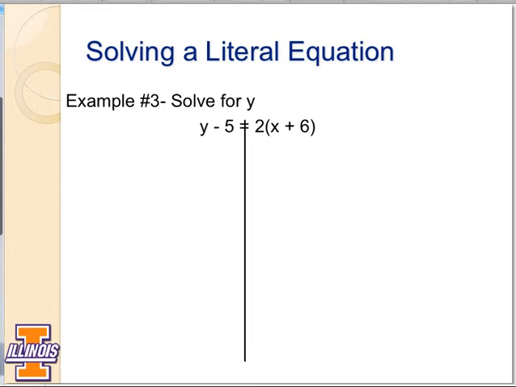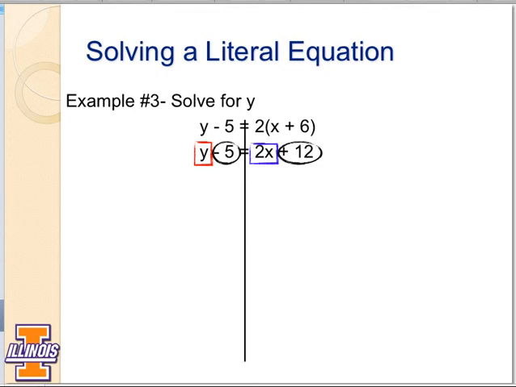Example number 3. I want to take this equation and solve it for y. So I start off and I don't see any fractions here, so I don't have to clear anything, but I do need to distribute. So let's distribute on that right-hand side. I get 2x plus 12 on the right-hand side, and as you can see, I've already drawn the shapes. Now, if you remember from before, variables always get boxes. That's why y and 2x get boxes. And constants get circles. That's why negative 5 and positive 12 have circles around them.